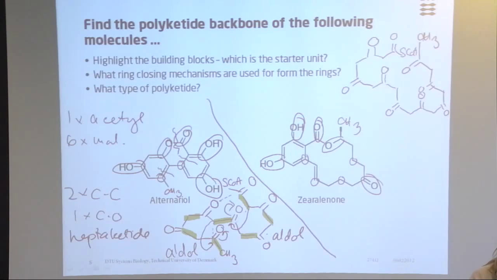Again, start furthest away from the acetyl coenzyme A, this is where you got your starter unit. 1, 2, 3, 4, 5, 6, 7, 8, 9. And you'll also have all the annotation for the solutions that go through here. And I upload them, hopefully. So in this case, you got 1 acetyl, 1, 2, 3, 4, 5, 6, 7, 8 malonyl. So this is a nonaketide, but 9 carbonyls.